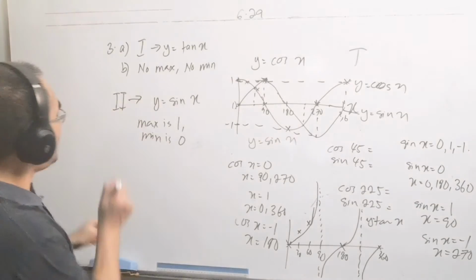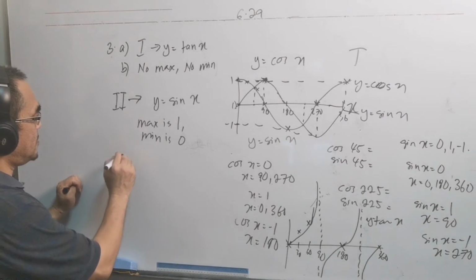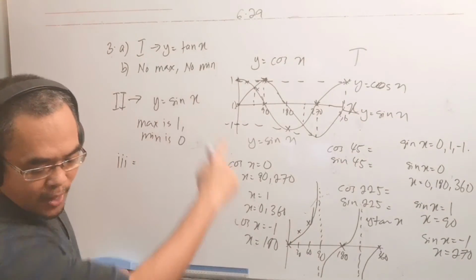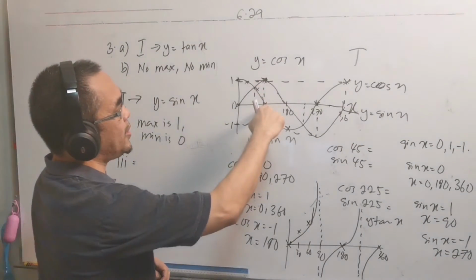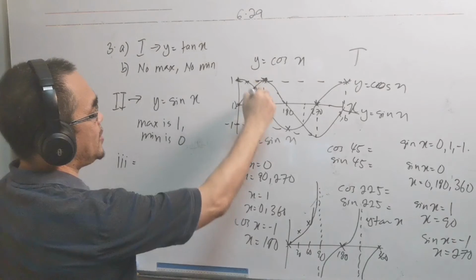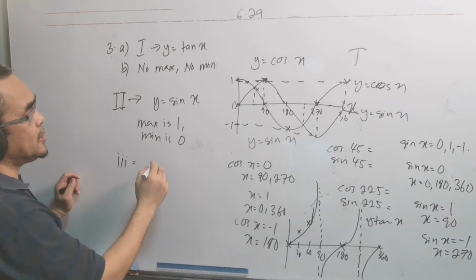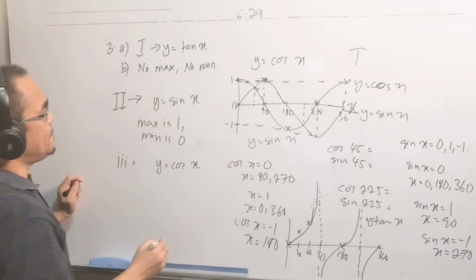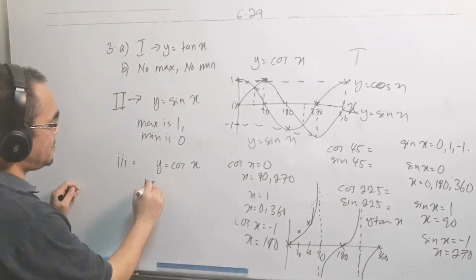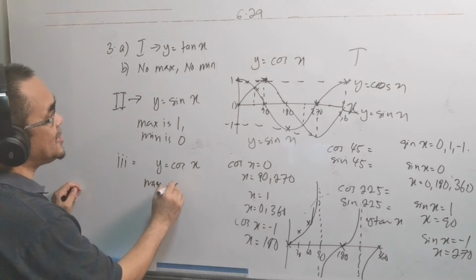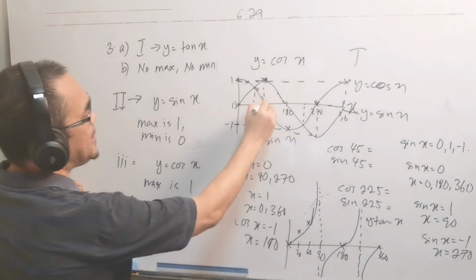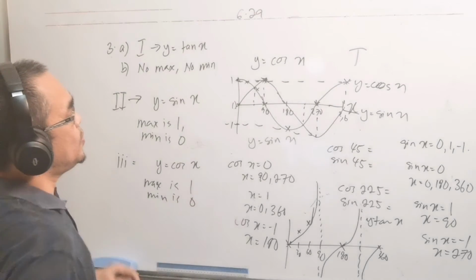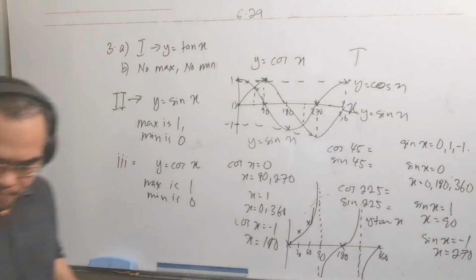And then the third one is from 1 going down, this part only. So that is the graph of cos, y equals cos x. So the maximum is 1, and the minimum is 0, for that part only.